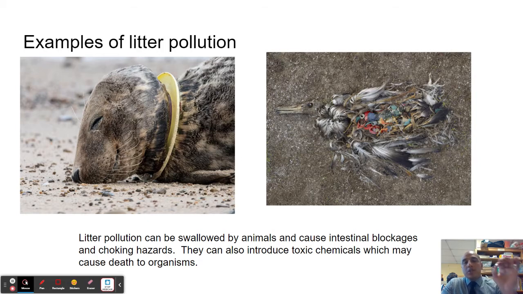I want you to know specifically these terms. So, what can litter pollution actually do? It's a choking hazard, and organisms will choke, suffocate, and die. It could also cause intestinal blockages, and this will prevent an organism from eating new food, which then results in the organism starving and dying.